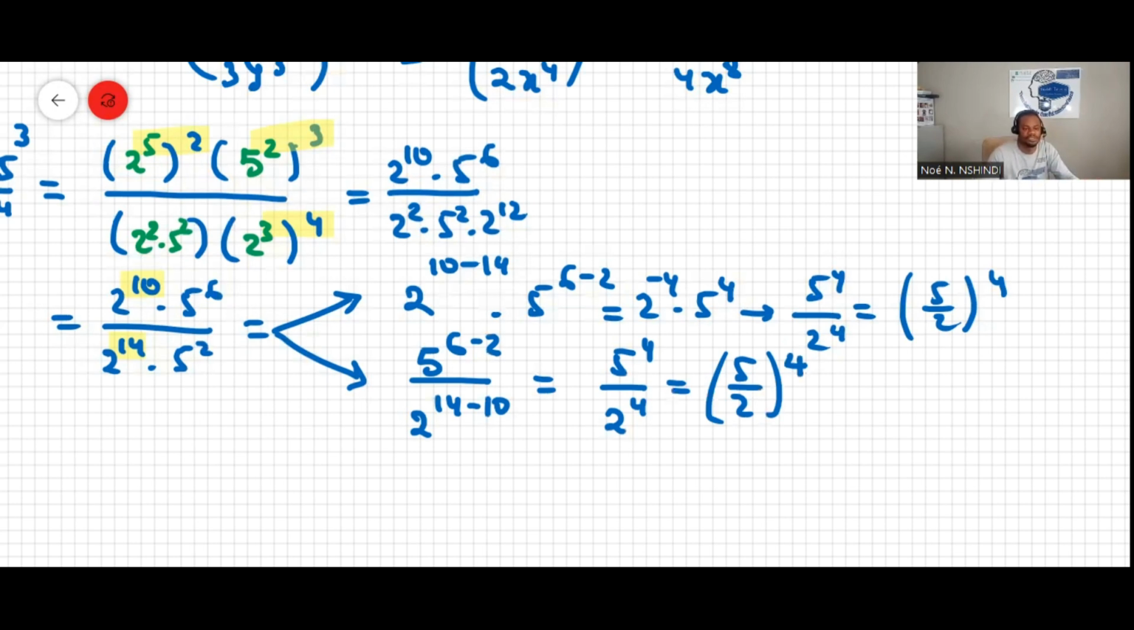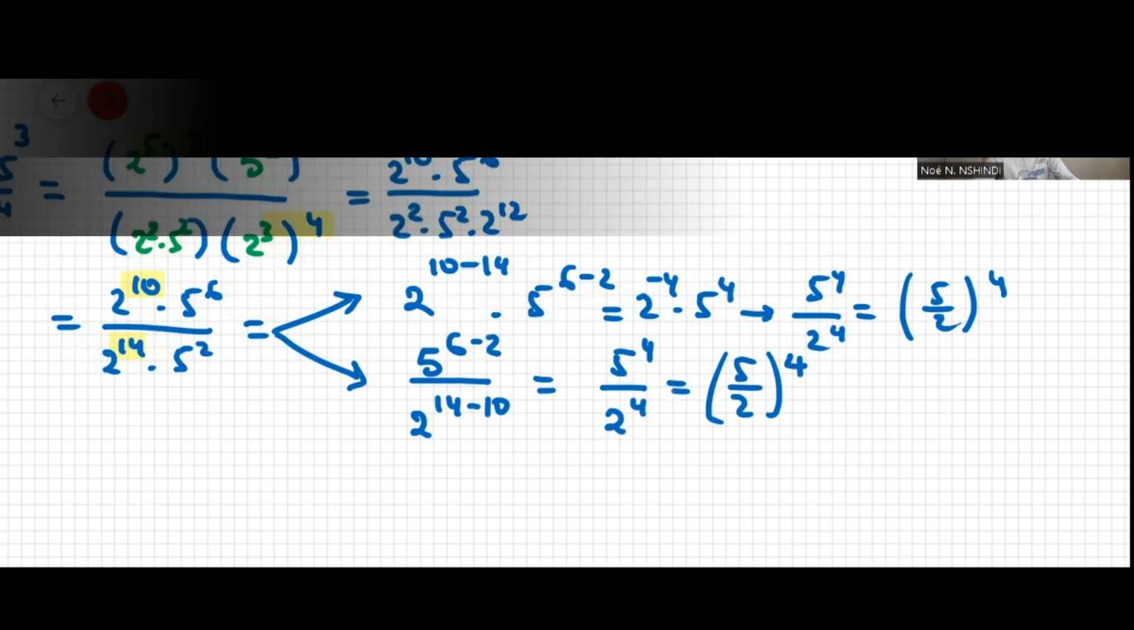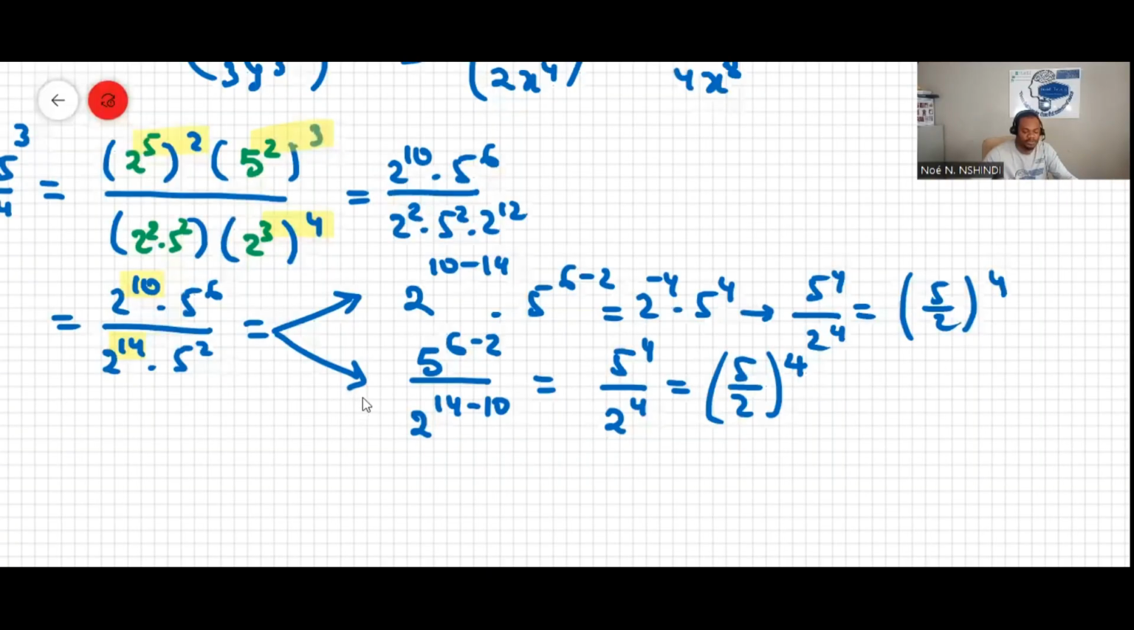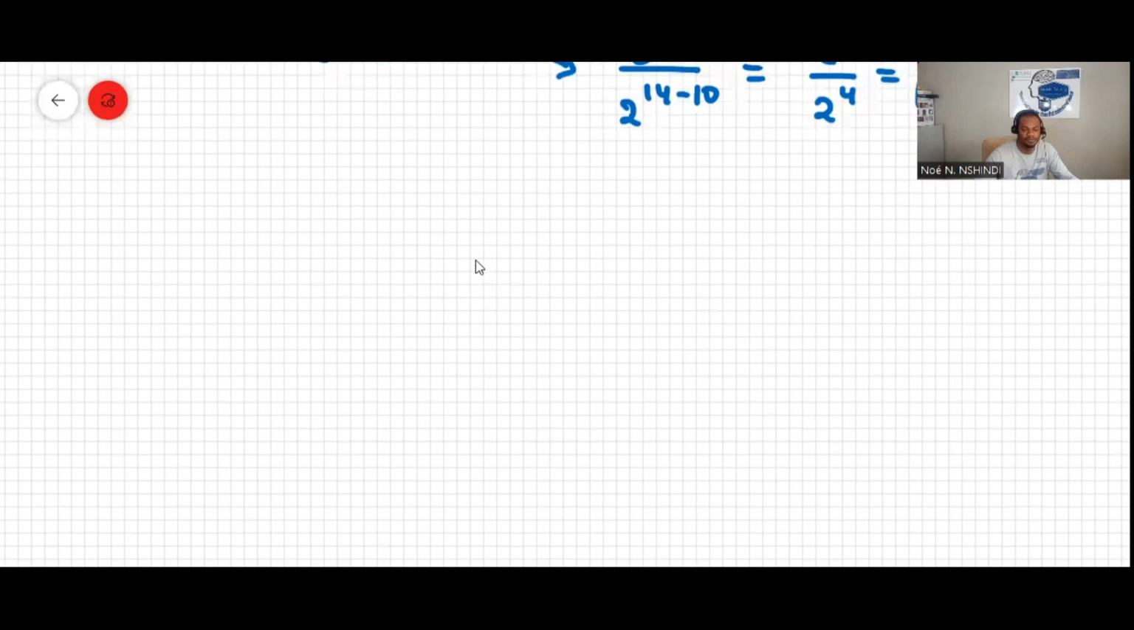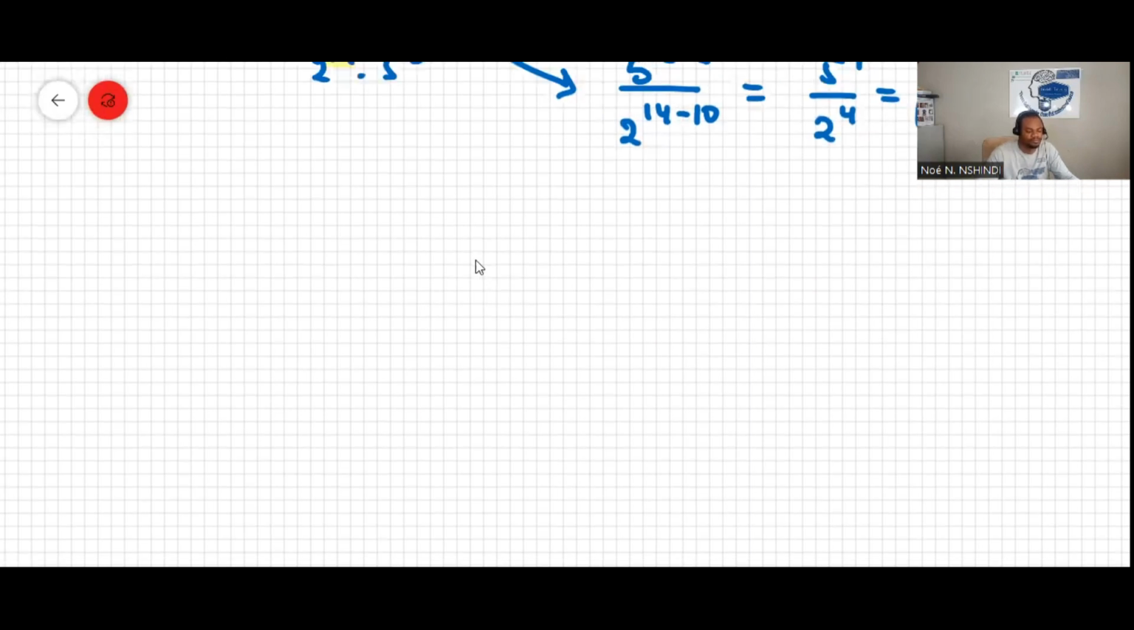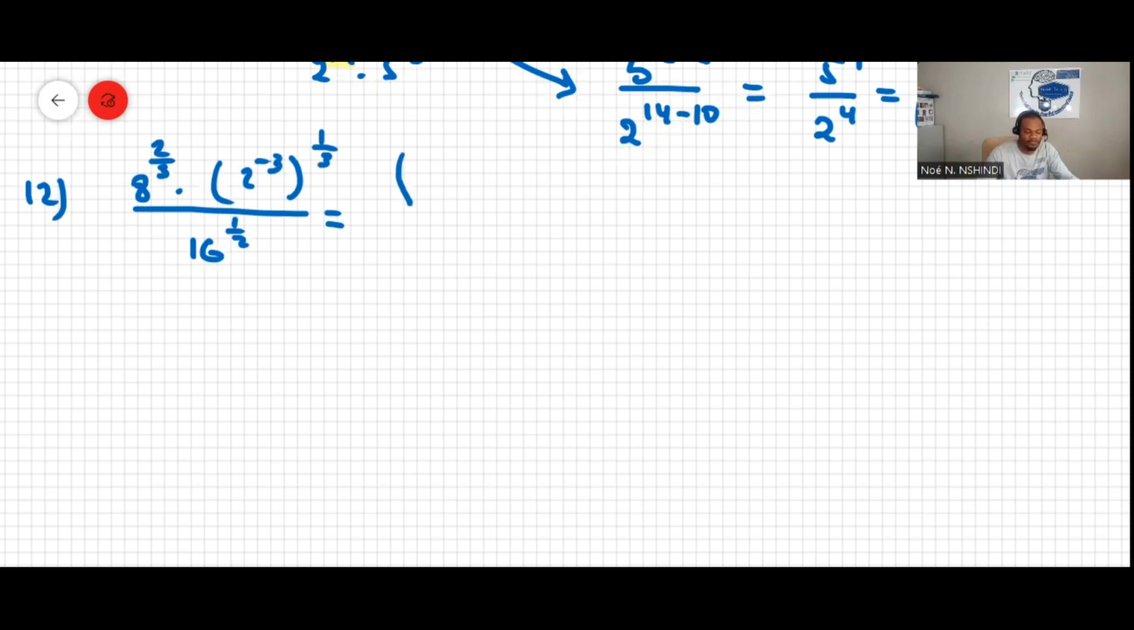That was question 11. Now we can do question 12. 8 to the 2 over 3, multiplied by 2 to the negative 3 to the power of 1 over 3, all over 16 to the power of a half. Then we can write these in terms of their prime factors.